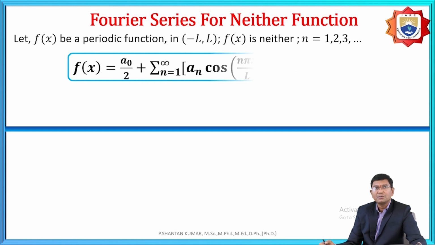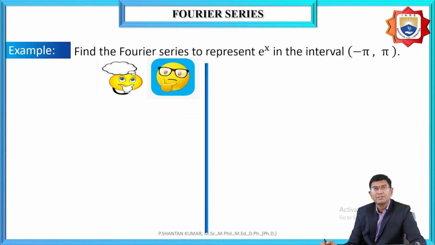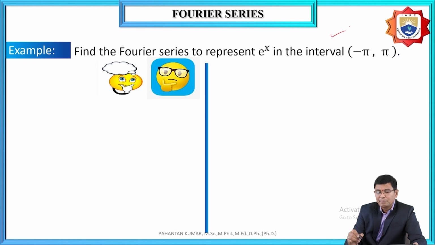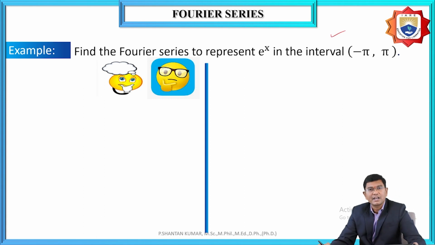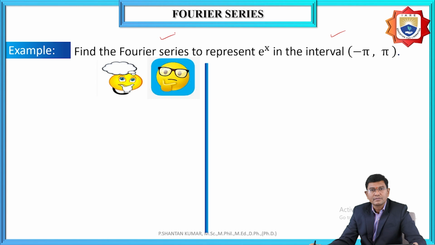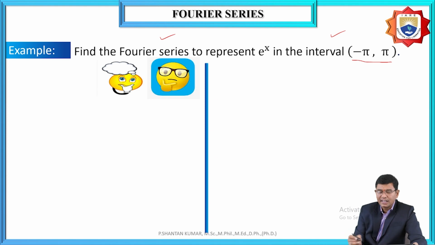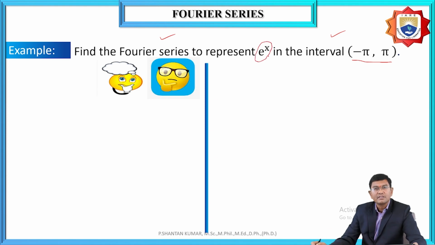For example, find the Fourier series representing e power x in the interval minus pi comma pi. Here they are simply asking us to find the Fourier series. There are three things we need to observe: the limits, which are minus pi comma pi, and the given function. Based on the given limits, under minus pi to pi, we need to identify whether the function is even, odd, or neither.